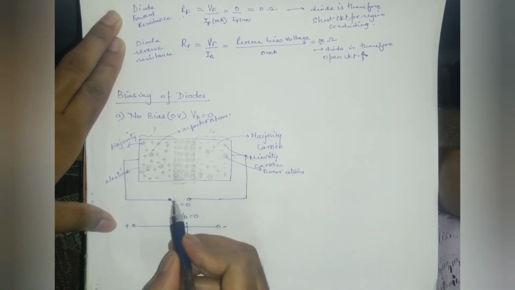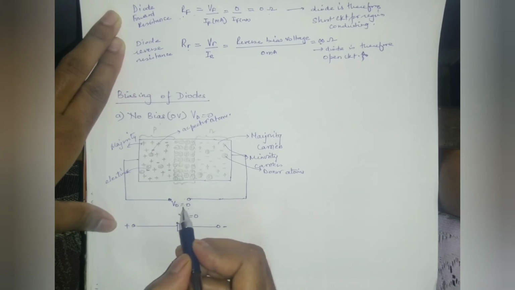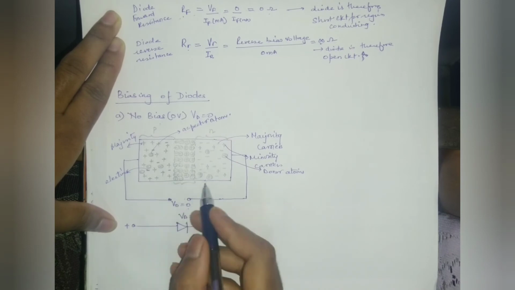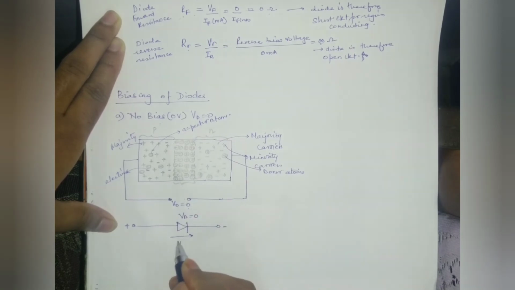So now when there is no bias applied to the diode, what will happen? There will be no flow of current in any direction, so the diode current will be equal to 0.